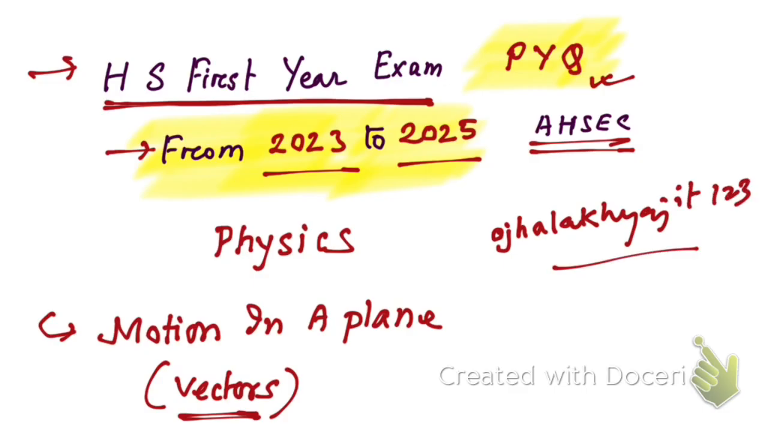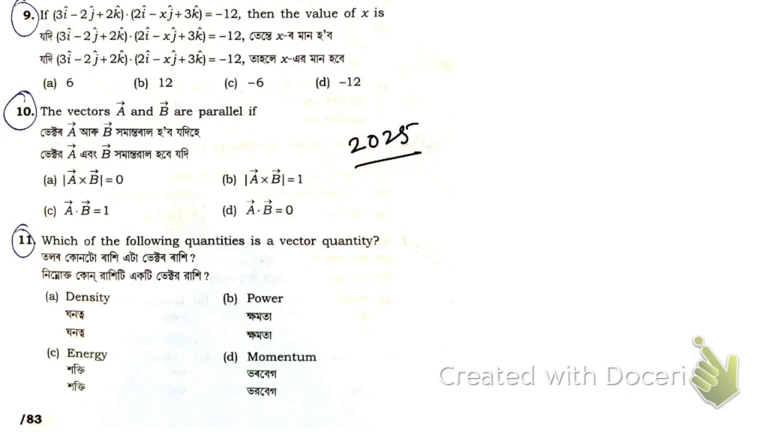So now let's start. Here you see these three questions were asked in 2025, so let me answer one by one. Here the dot product of these two vectors is minus 12. We need to find the value of x. So let me show you how to solve this.